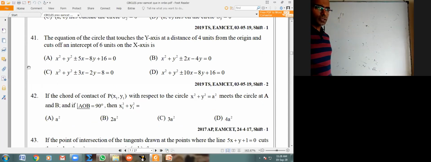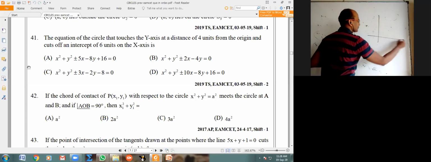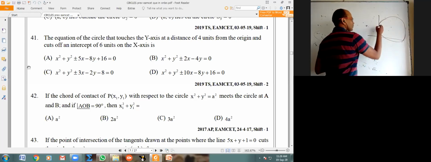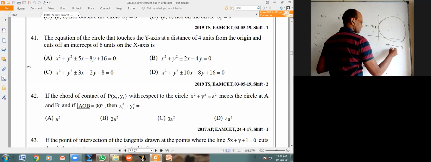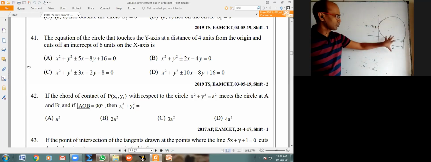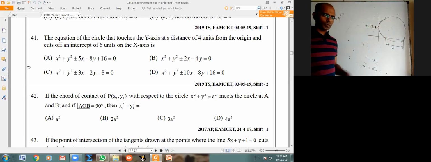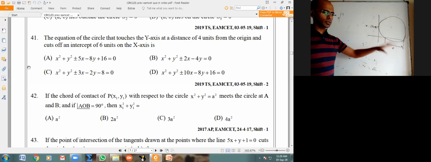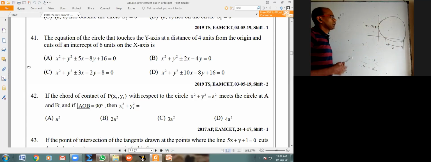The equation of the circle that touches the y-axis at a distance 4 units from the origin and cuts off an intercept of 6 on the x-axis. Okay. Like this. This point is 0, 4, and this length is 6 from here to here. Of course, there will be 4 such circles. One here, one here, one here, one here. Right? At a distance of 4 means it can be up or down. Intercept 6, you can get on this side or this side. Okay, I'll try to do it from the figure.